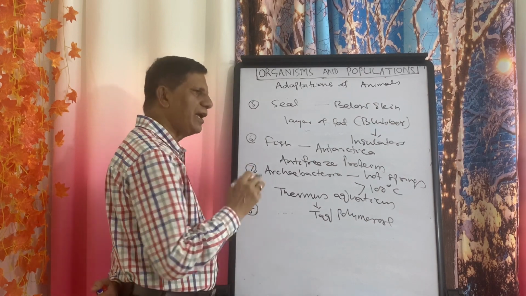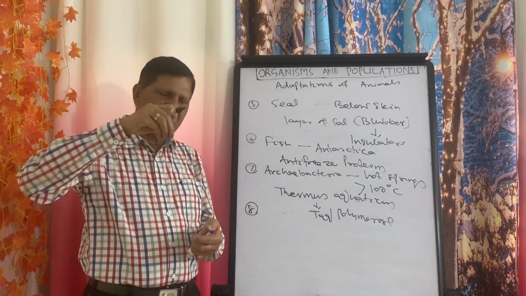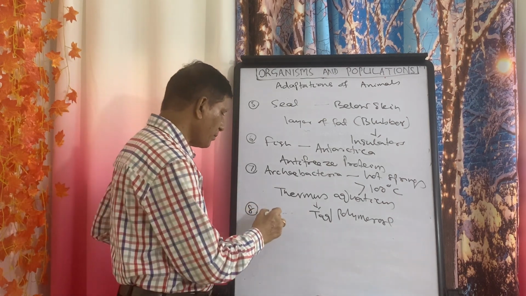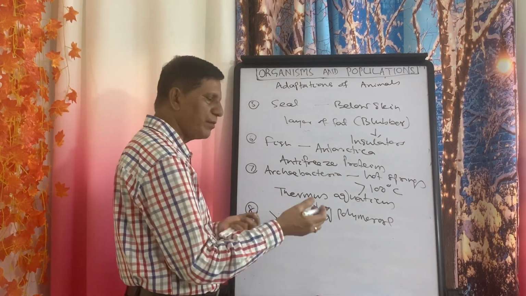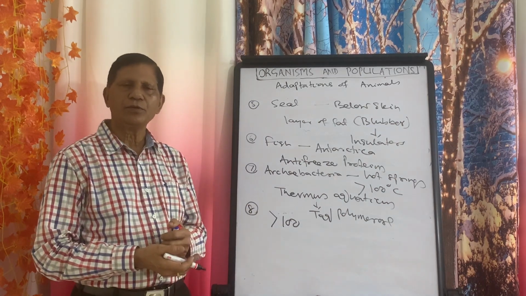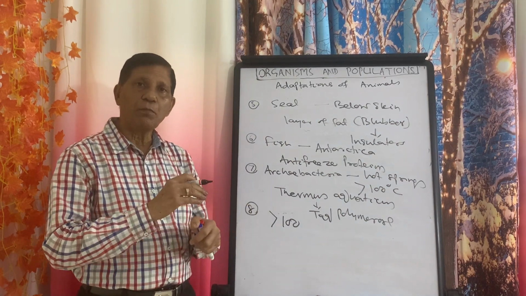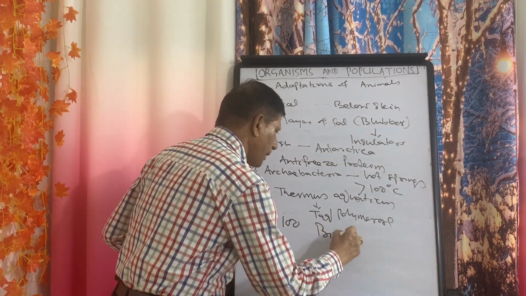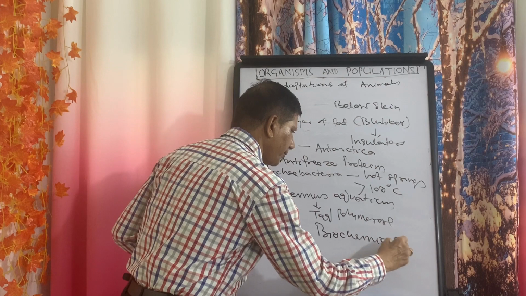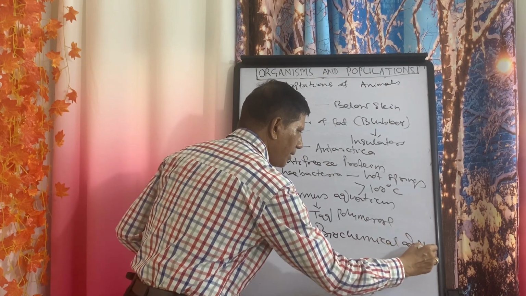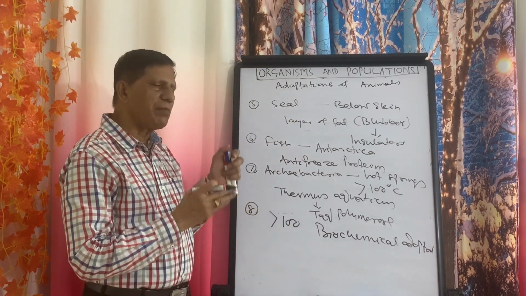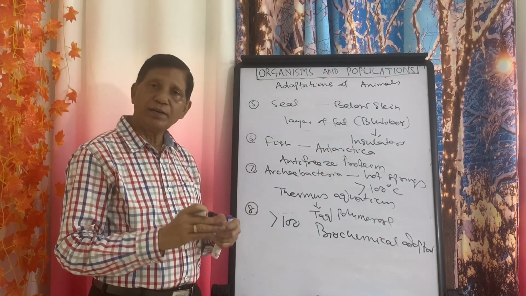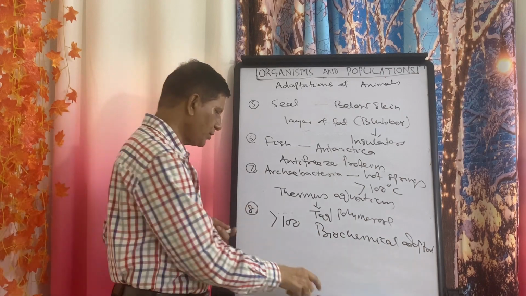There are some organisms which live in the deep sea where the pressure is more than 100 times the normal atmospheric pressure. So how do they survive? They undergo biochemical adaptations. So these are some of the biochemical, physiological and morphological adaptations.